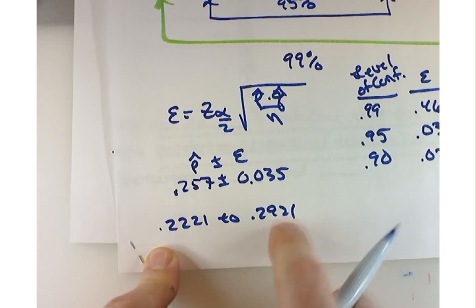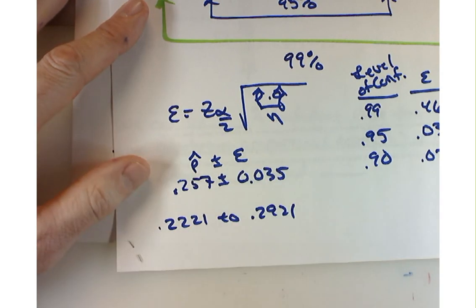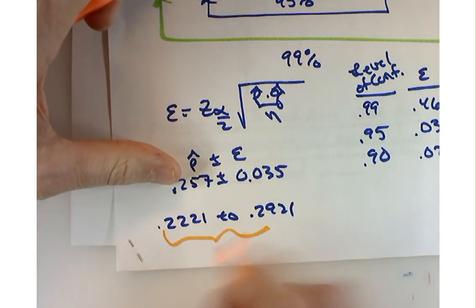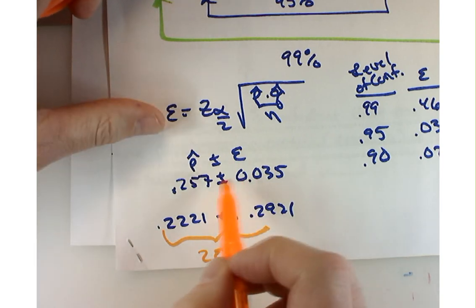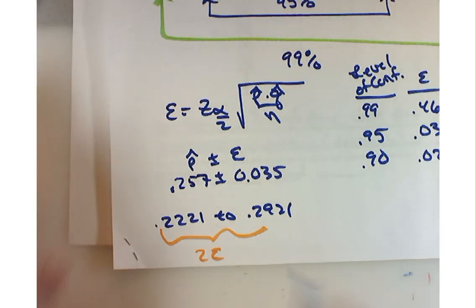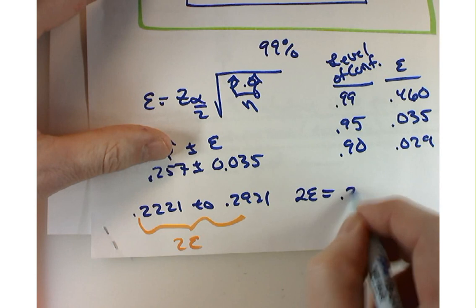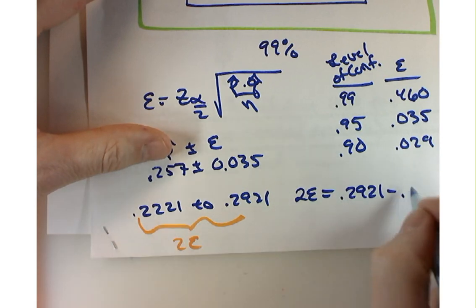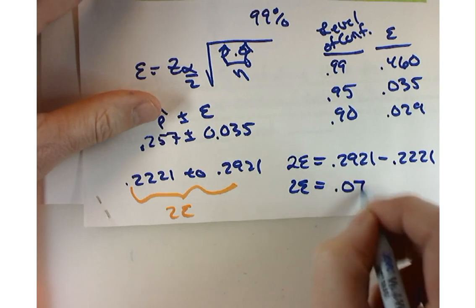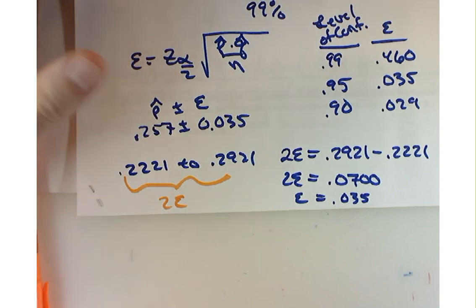So it's a matter of preference. Sometimes you could be asked to go from one to the other. If you are asked to go from here to here, what you could do is realize that the width of this confidence interval is really 2 times e, because you go e minus and then e plus. So if I needed to figure out e, I could say, well, 2 times e is 0.2921 minus 0.2221. 2 times e is going to be 0.0700. Divide by 2 on your calculator. Then you get e is 0.035.